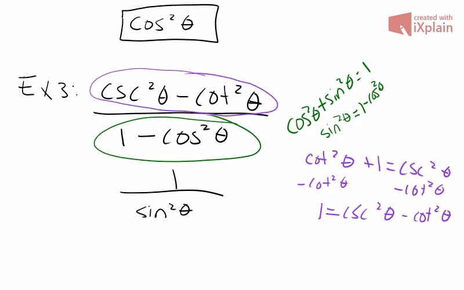So now I've got 1 over sine squared theta, which I can then write even more simply as the reciprocal, cosecant squared theta. Doesn't get any simpler than that, so I am done. Let's do another one.